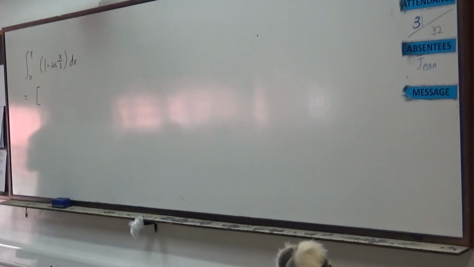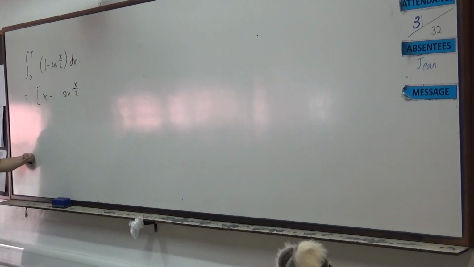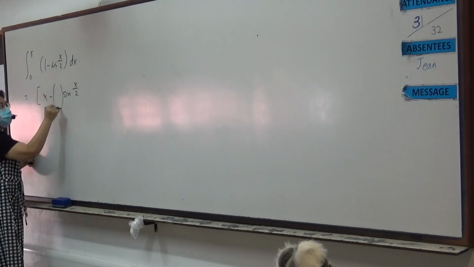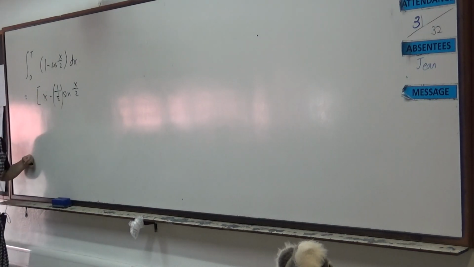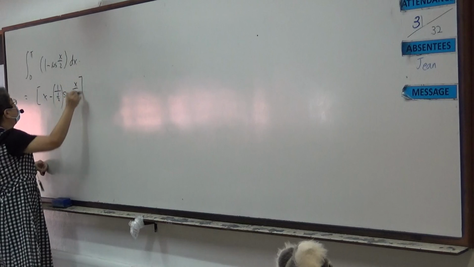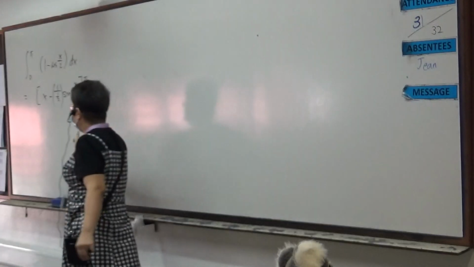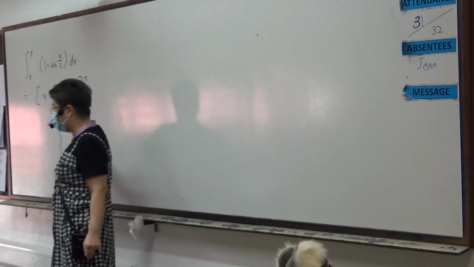When you integrate 1 is what? X, right? When you integrate cosine, it becomes? Alright. Then down here is actually 1 over half, right? Because when you differentiate this is half now, so it's 1 over half. Like that, pi 0, right? And I told you before, this one must be what kind of bracket? Square bracket, cannot be other bracket, okay?